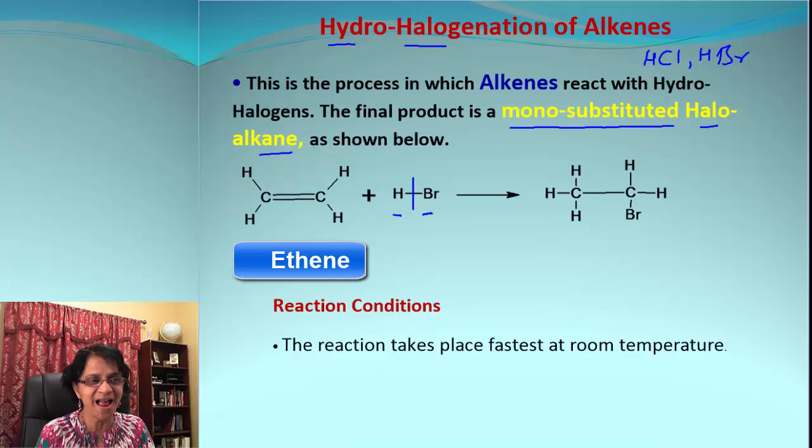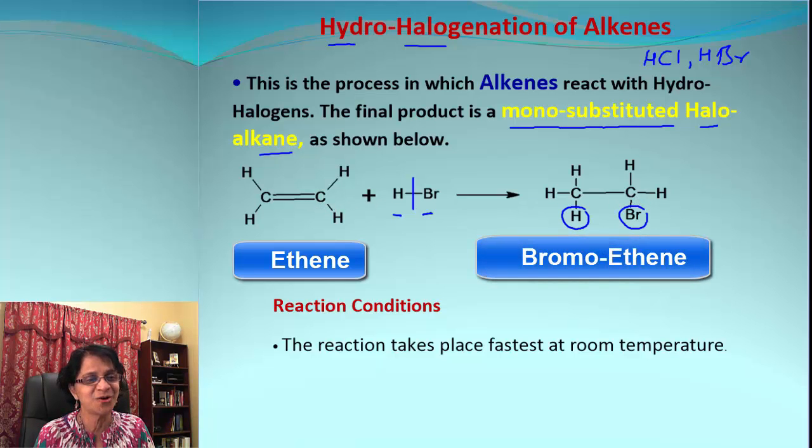So when it reacts with the alkene, which is ethene in this case, hydrogen goes to one carbon and bromine goes to the other carbon atom, and of course the double bond opens up to a single bond. So we get a monosubstituted haloalkane. And what are the reaction conditions? These reactions are so quick, so fast that they can progress even at simple room temperature.